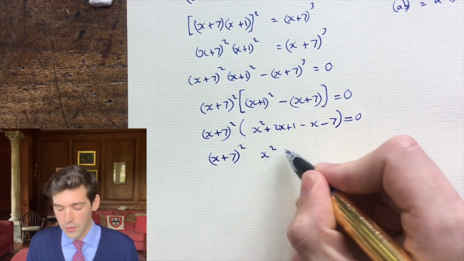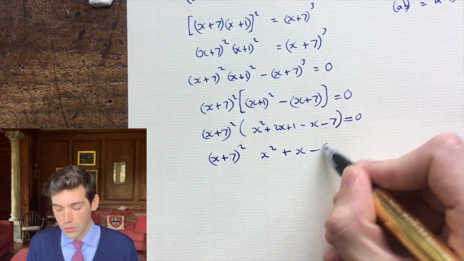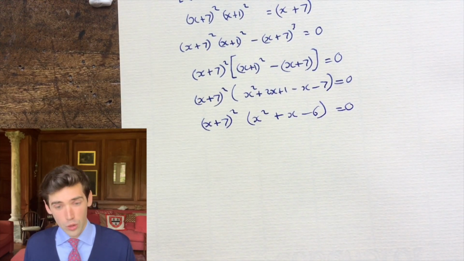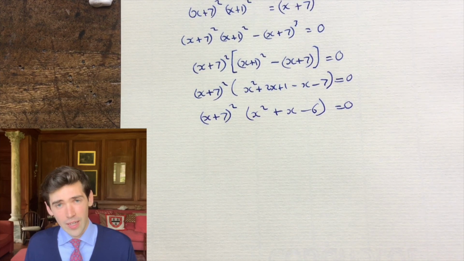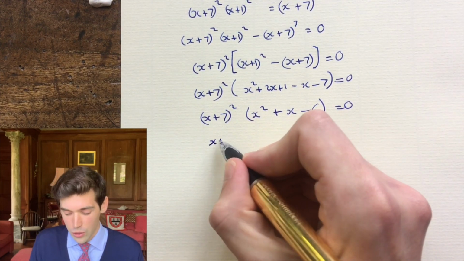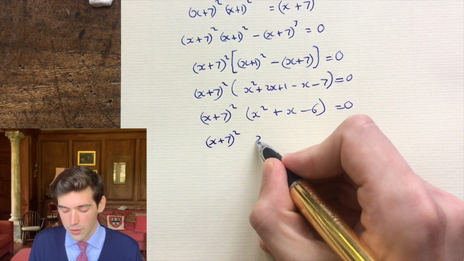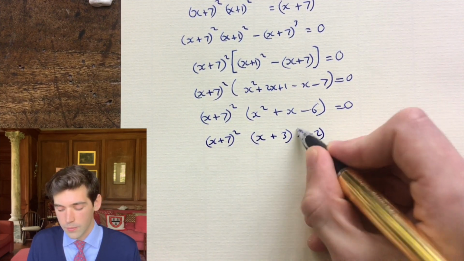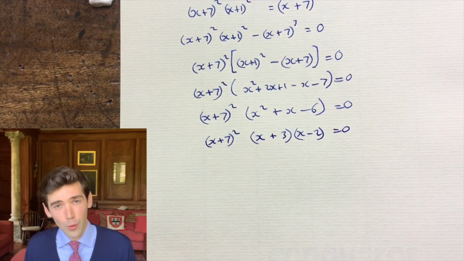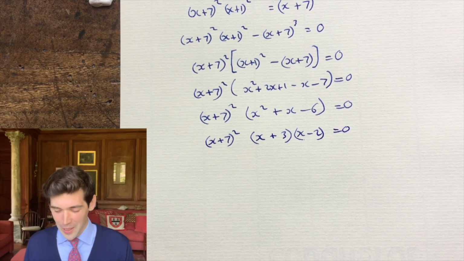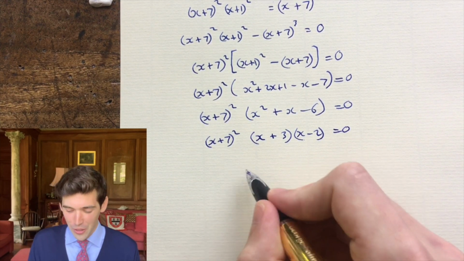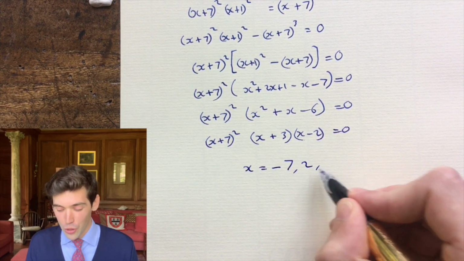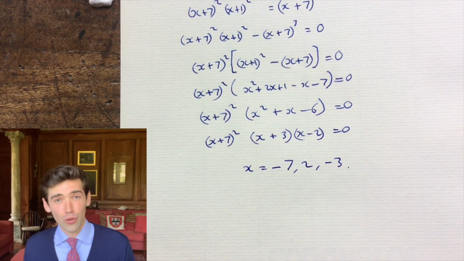And then here we are with another quadratic. And we've got 6, and that looks like it's doable. So let's factorize it. And then here we are, and the sun has come out, and the answer is in front of us. So we have x is minus 7, 2, and minus 3.